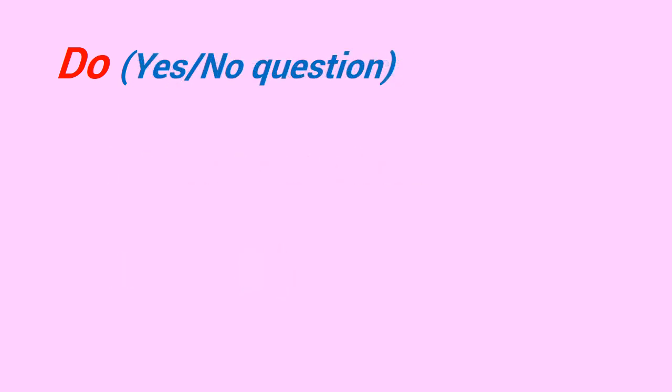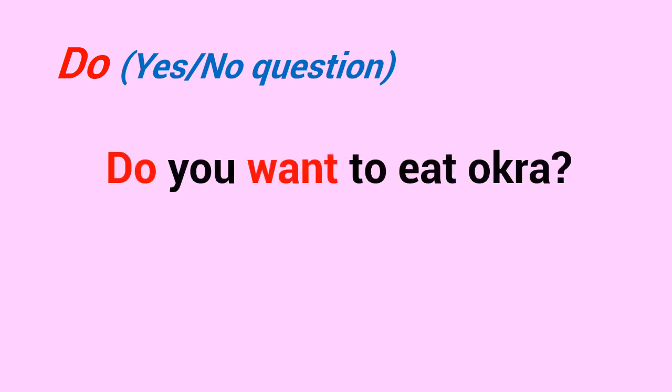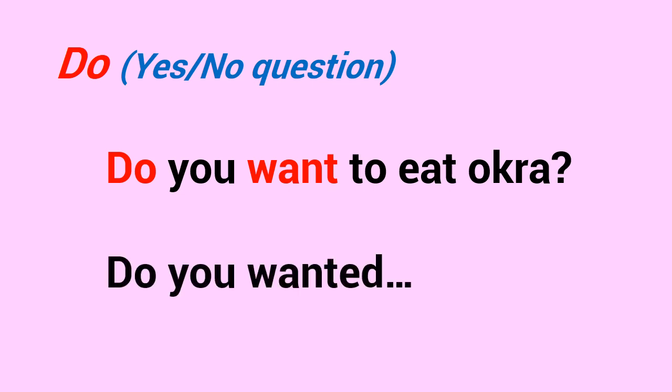Let's have do used in a yes or no question. Do you want to eat okra? Do here is paired with the verb want. Want is the base form of the verb want. So you have to say or ask, do you want to eat okra? And not, do you wanted to eat okra? Because again, wanted is not in its base form.